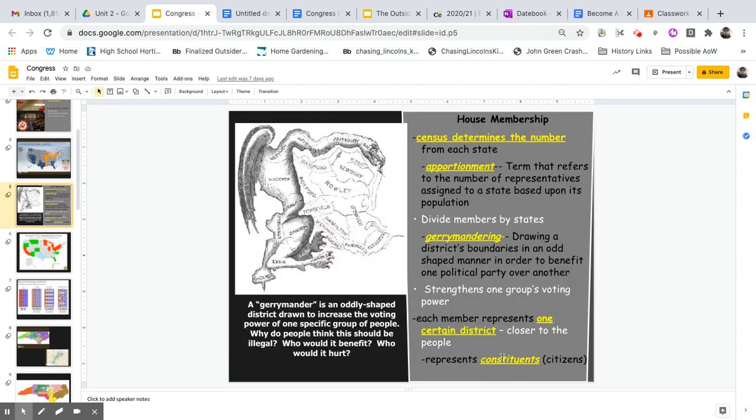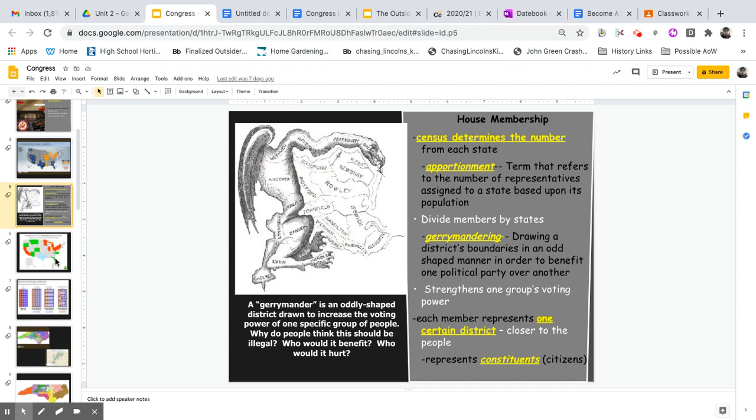The last little thing from this that I need you to know, you're going to hear the word constituents a lot as we go through. When we say constituents, we're just talking about the people that a politician represents. So people that a congressional representative might represent, people that a senator might represent, constituents.